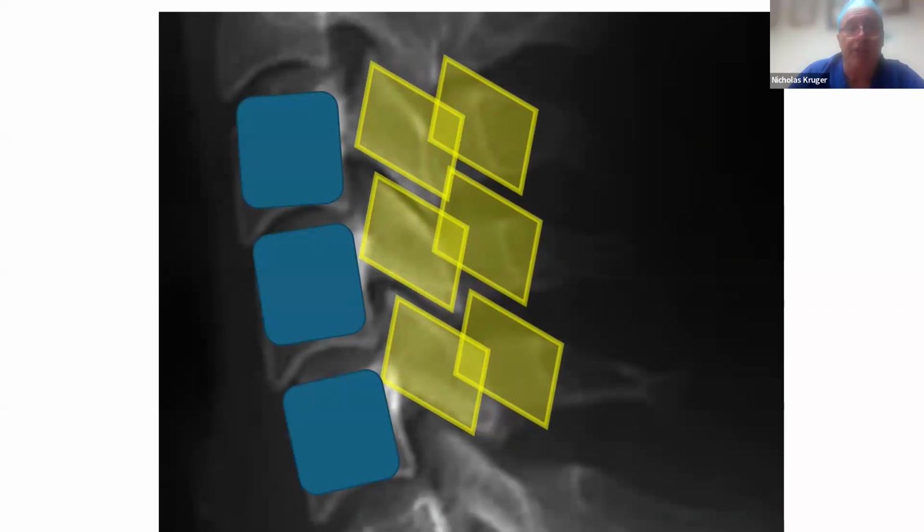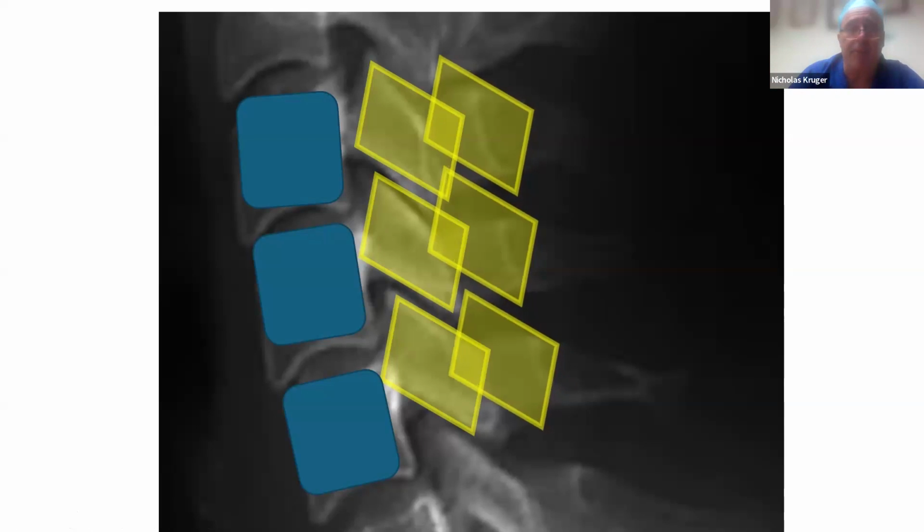So if you think of a unifacet dislocation where the two below ones stay unrotated, the two above ones rotate, that's your bow tie sign, okay? So if one facet jumps, then you're going to have rotation above that level.